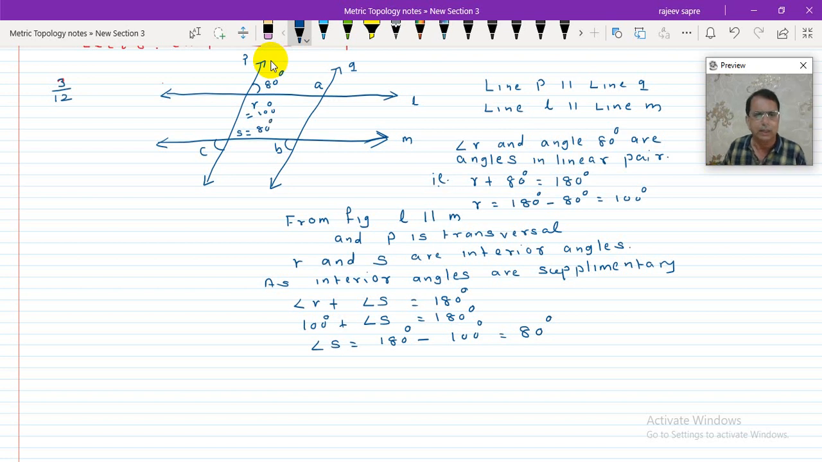Now see this angle. Suppose you take these two parallel lines P and Q and assume that this is its transversal. If I write this angle as T, then S and T will be corresponding angles. Why? Because these two lines P and Q are parallel and we are taking this M as its transversal.